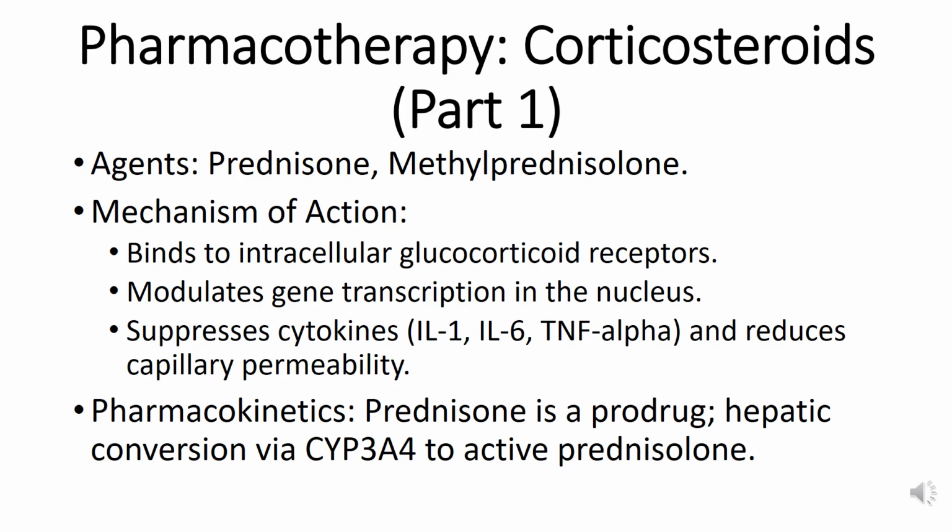Once the drug binds to the receptor, a drug-receptor complex is formed. This complex then travels into the nucleus. The nucleus contains the cell's genetic material. Here, corticosteroids exert their most important effects. They regulate gene transcription. In simple terms, they influence which genes are turned on and which genes are turned off.